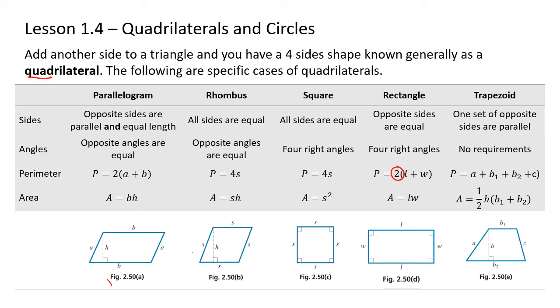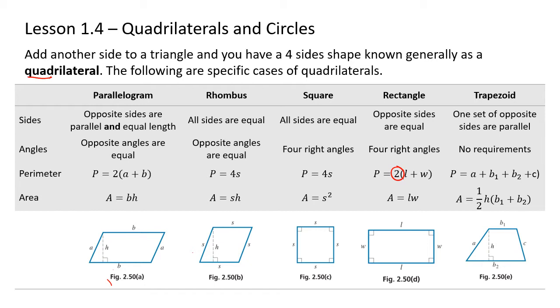The last shape is a trapezoid, okay? So the top and the bottom sides, B1 and B2, are parallel, but there's no requirements for angles or for these other two sides, okay? They do not have to be at a certain angle. They do not have to be certain lengths with respect to each other, okay? Perimeter is simply the 4 of these added together, A plus B1 plus B2 plus C.